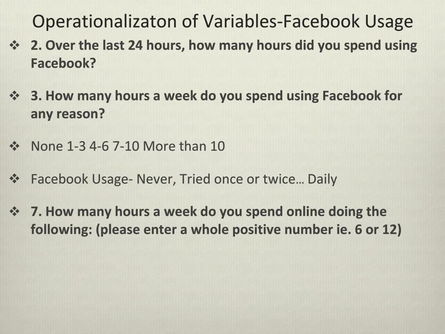Operationalization of the dependent variable, in this case Facebook usage, is a little bit more complex. On this particular survey, there were several questions that measured Facebook usage. One asked for categories over the last 24 hours. Another asked for how many hours a week. Another asked if they'd tried it: never, once or twice, with some regularity, or daily. And lastly, we asked people to enter the actual number of hours they spent per week using Facebook.